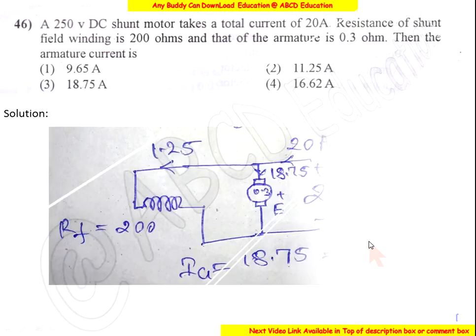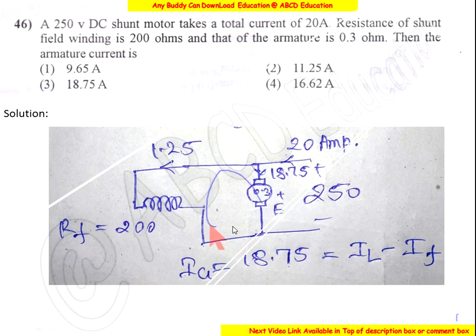Now come to the solution. We know that this is the DC shunt motor, where 0.3 ohm is the armature resistance and this is the field resistance, and we applied 250 volt. Now this 250 volt drives the 1.25 ampere field current. Due to this, the armature current is 18.75. So the armature current equals the load current minus the field current, which is 18.75 ampere. So the answer is third.